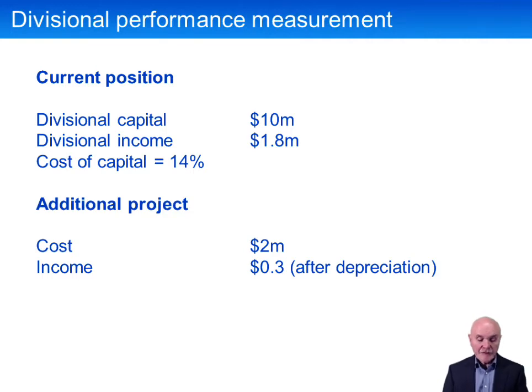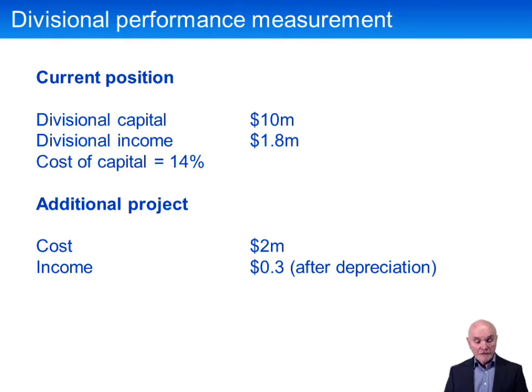So here we have a current position. We have got the divisional capital, the divisional income. We have cost of capital of 14%. And this division is thinking about whether or not it should take on an additional investment of 2 million, which is going to yield 0.3 after depreciation. All the profits we're dealing with are after depreciation, but before interest and tax.